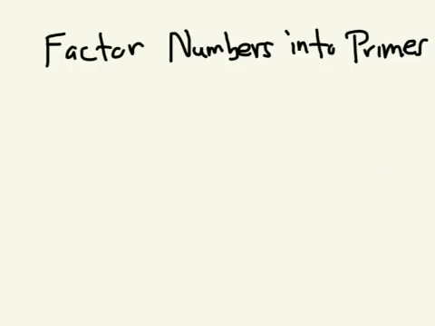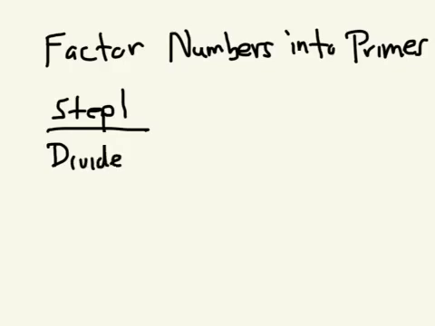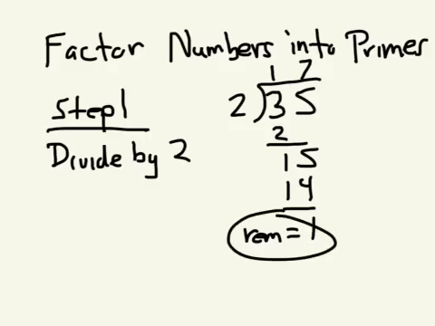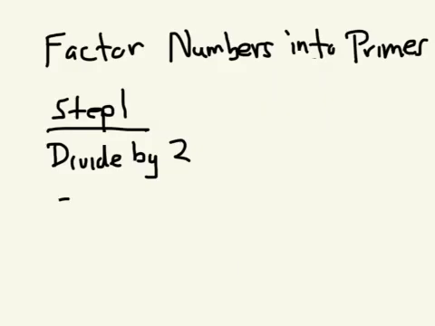The way we factor numbers into primes is, step 1, we divide by 2. Okay, so let's say I have 35. We're going to divide it by 2. Since my remainder is equal to 1, and that is not 0, then 2 and 17 are not factors of 35.